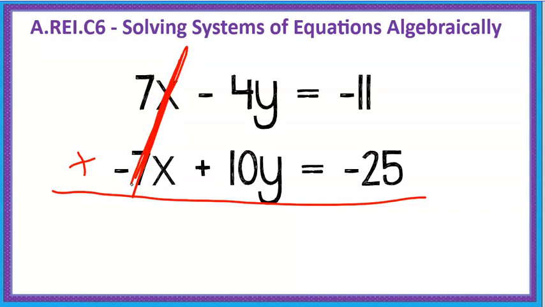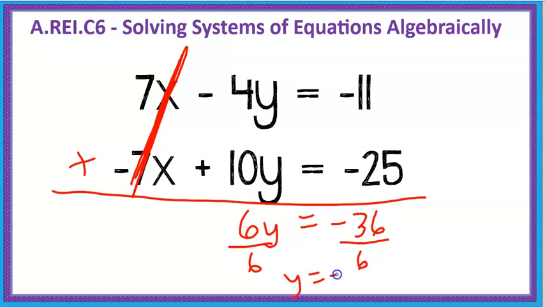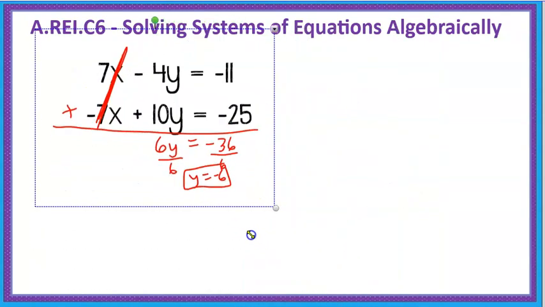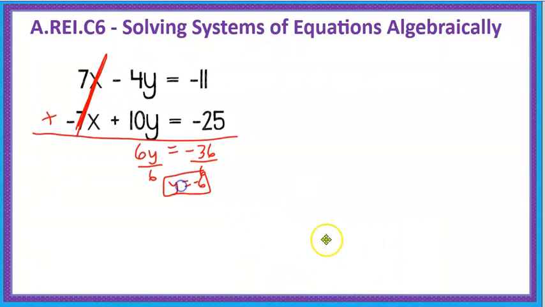I can now use all of my same techniques from before to combine the rest of these terms. Negative 4y plus 10y is 6y, and negative 11 and negative 25 make negative 36. I have one variable, and now I can solve for that variable. I'm going to take these items and shrink them down so I have some room to do the second part of my work.